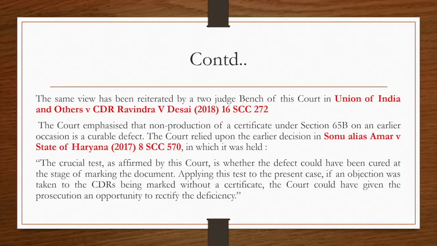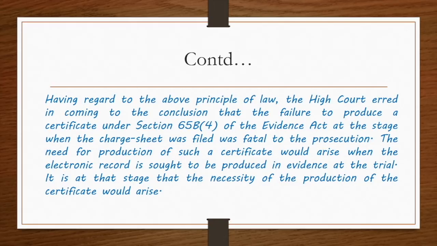Applying these tests to the present case, if an objection was taken to the CDRs being marked without a certificate, the court could have given the prosecution an opportunity to rectify the deficiency. So, in the same judgment, that is the Karnataka Lokayukta judgment, the Honorable Court further observed, having regard to the above principle of law, the High Court erred in coming to the conclusion that the failure to produce a certificate under section 65B sub-section 4 of the Evidence Act at the stage when the charge sheet was filed was fatal to the prosecution.